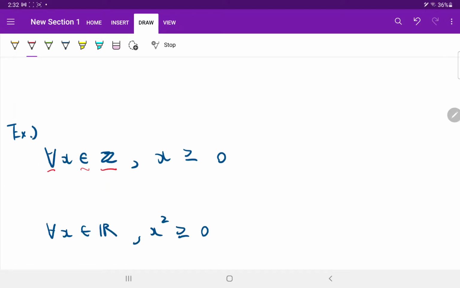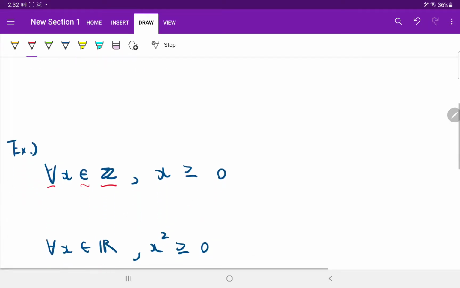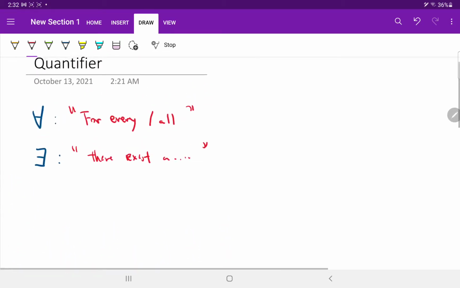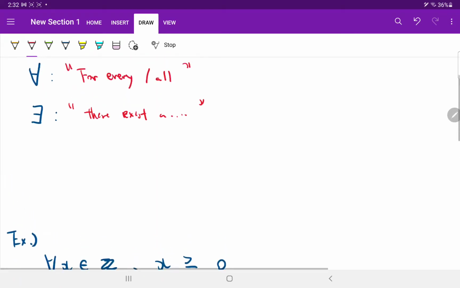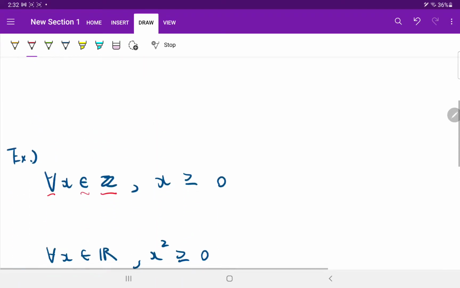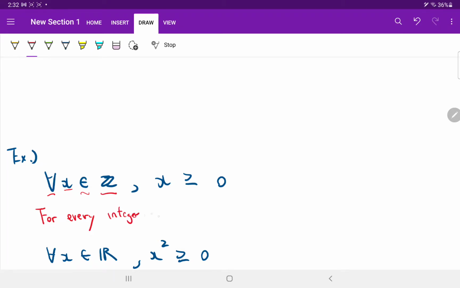So what you do is that you look at it. So what is the first one translated to? The first symbol means for every, right? So we can write for every. And the second we have x. X is an element of integer. So what this means is that x is an integer. So we could write it for every integer x, because that's what it means, right? X is an element of integer. X squared is bigger than 0.